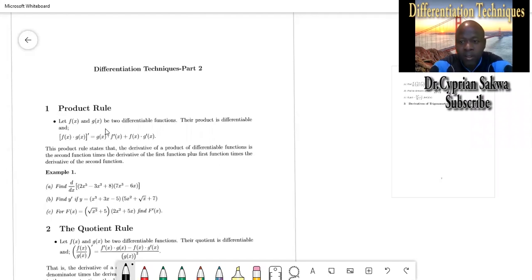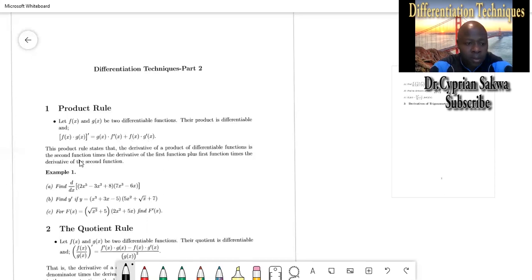I state what it says: when given two functions which are differentiable, that is f of x and g of x, then their product will also be differentiable. To get the derivative of their product, you take g of x, that is our second function, times the derivative of the first function, plus our first function times the derivative of the second function.